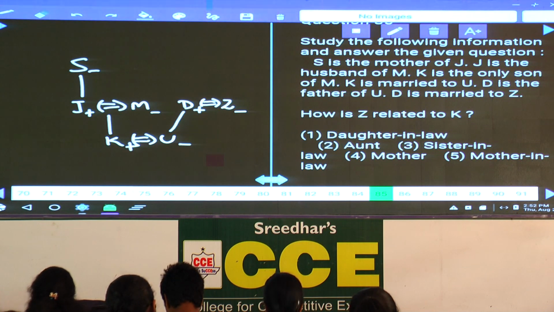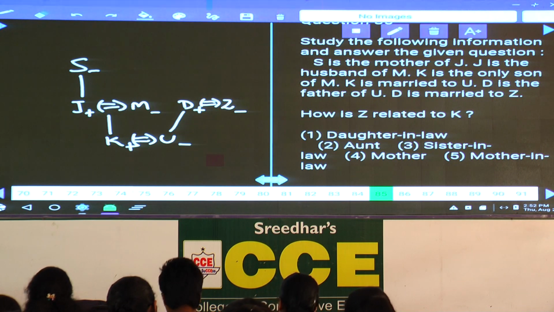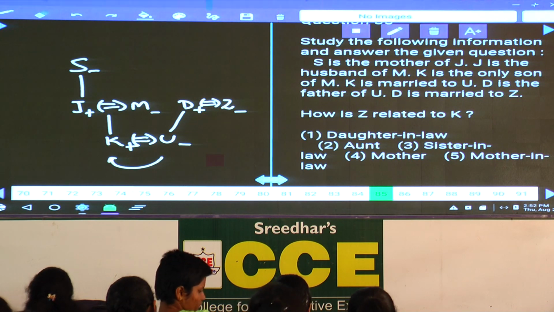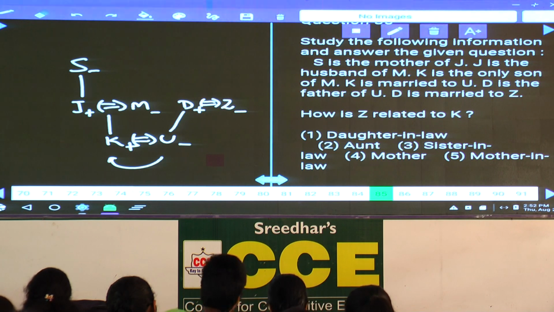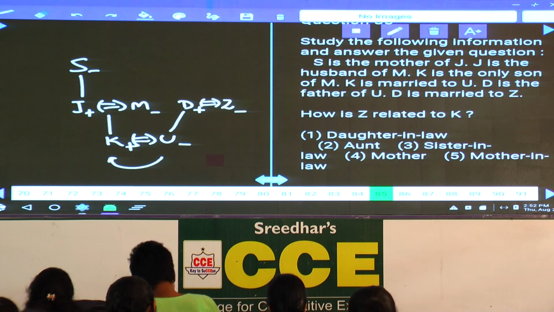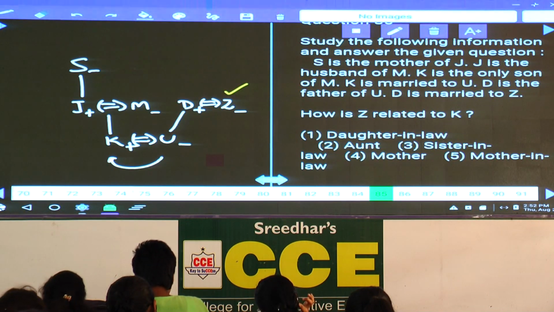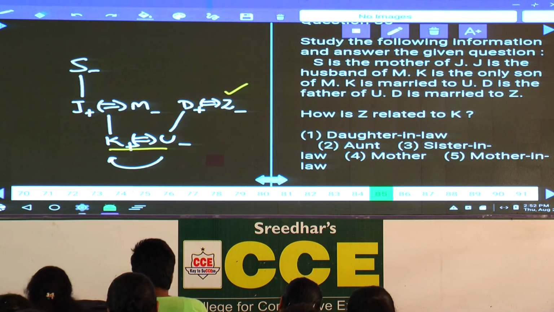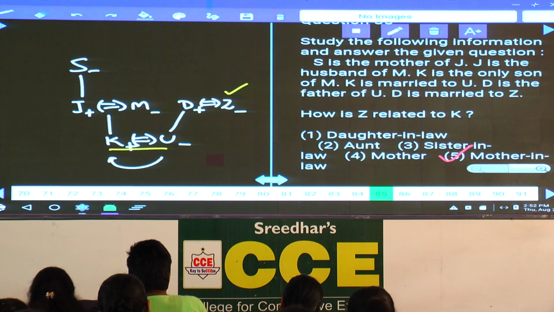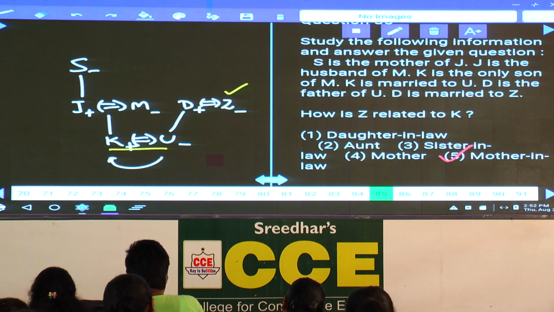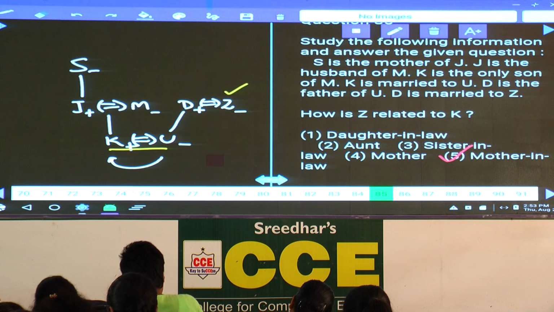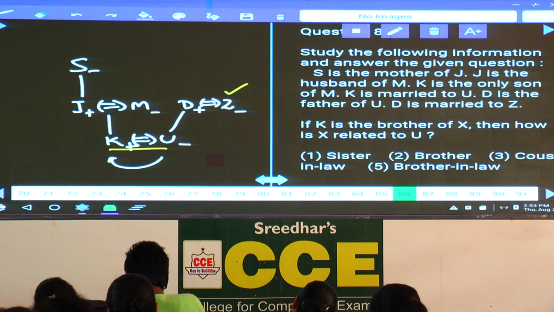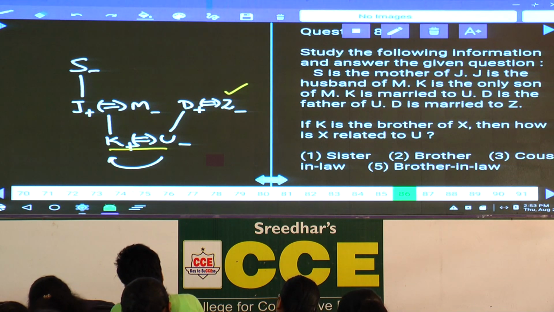How is Z related to K? Our answer should be regarding this Z. That means K's wife, wife's mother. Wife's mother means spouse's mother. Spouse's mother is mother-in-law, choice 5. Done with this? Mother-in-law. Next one, question number 86. Now in this 86, K is the brother of X.